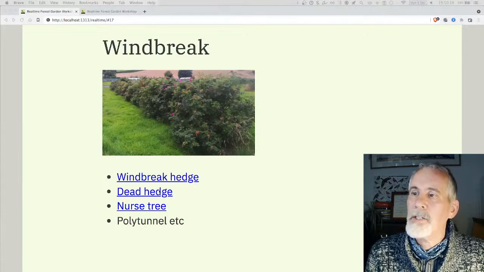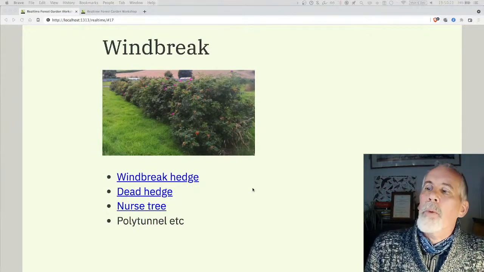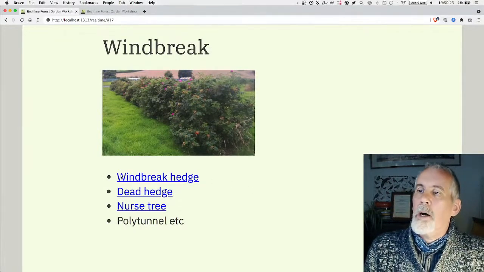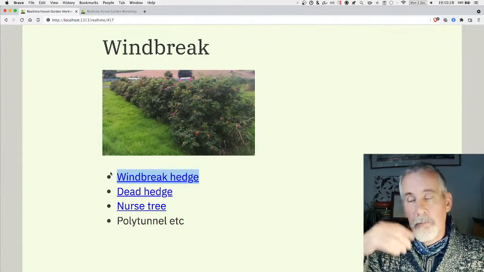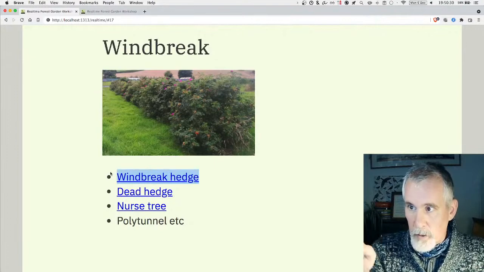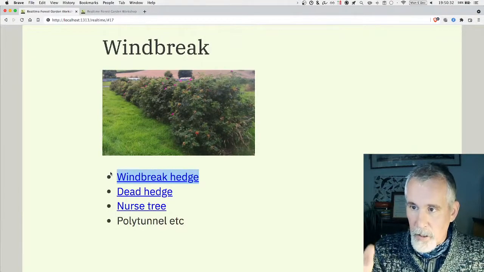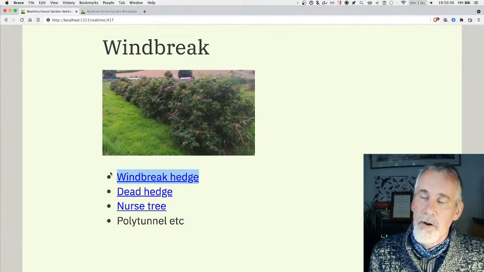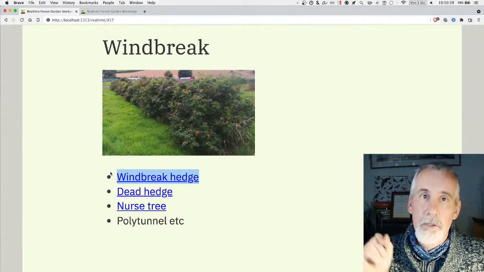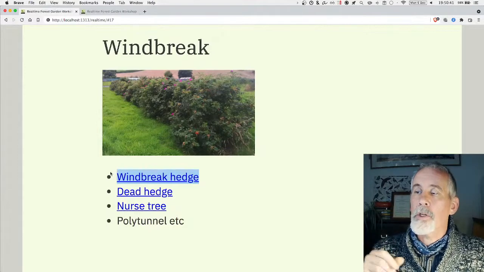So windbreak hedge. Windbreaks, you've got a living windbreak hedge. This is what you really want to be aiming for. You want to plant your windbreaks when you're doing the design. You do the design for the garden, the plan for the garden, and this is what you plant out first. You actually plant out your windbreaks before or at the same time as your canopy trees, because you want them to protect.